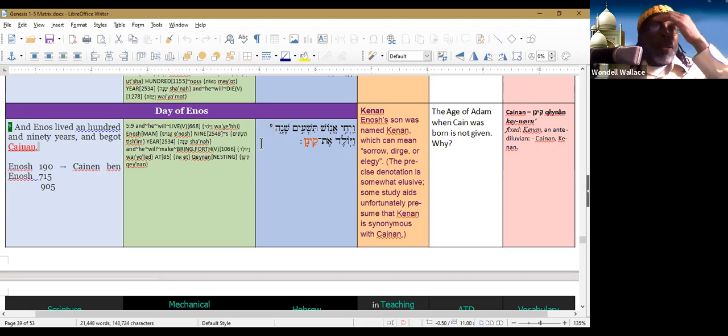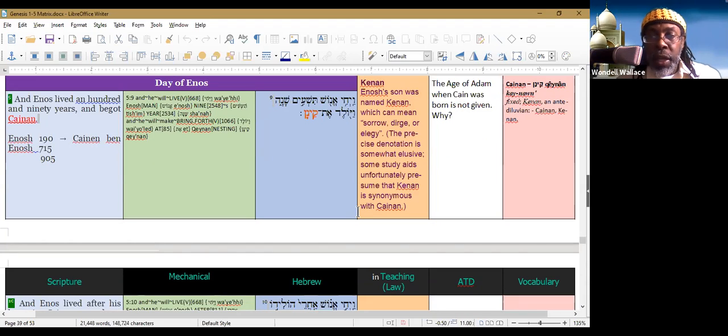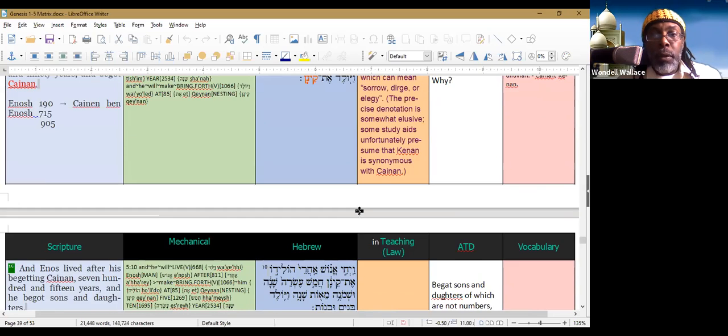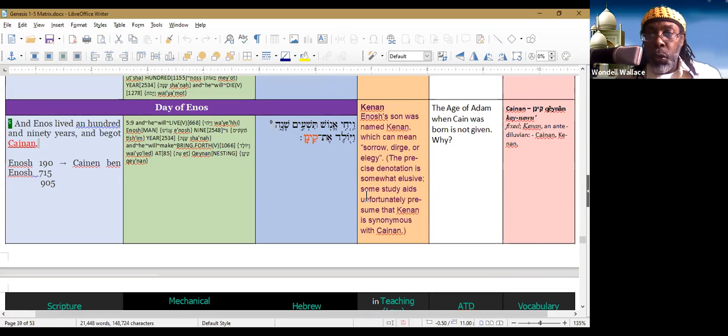Canaan. I hate that. That's from Strong's Concordance. I don't like that too much. I'd rather use this definition I have right here in the middle. Canaan, Enosh's son was named Canaan, which can mean sorrow, dirge, or elegy. Precise denotation is somewhat elusive. Some study aids, unfortunately, presume that Canaan is synonymous with Canaan. Okay? So anyway, sorrow is the word we'll borrow.